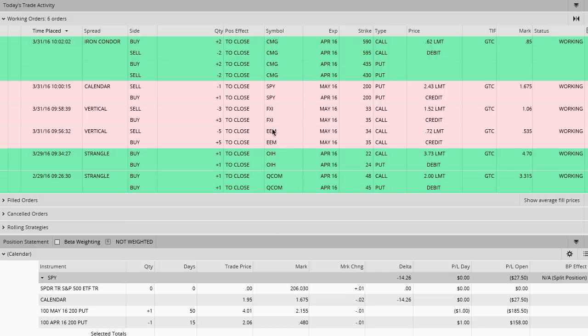Again, you can see these different orders are now working for SPY, FXI, EWW. This Chipotle order is now going to buy this thing back whenever the value decays down to $62. Right now it's worth about $92.50. So we're making money on the Chipotle trade.